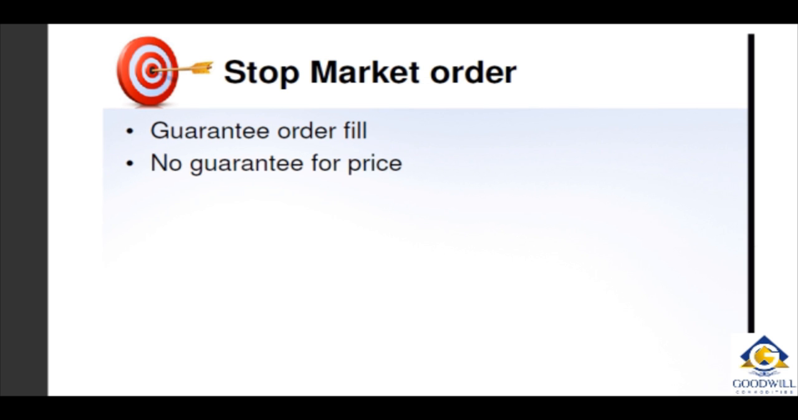Now we are going to see how to place a stop market order, which is a combination of both stop loss and market order. Let me explain this in detail.